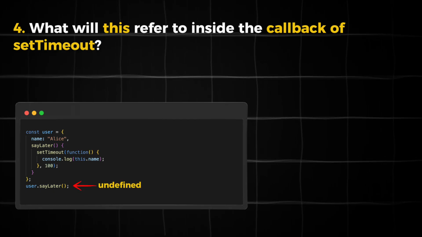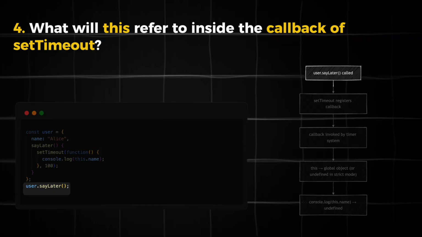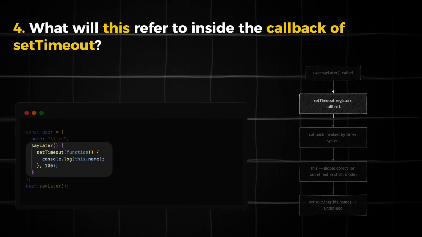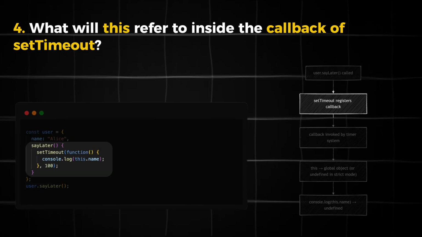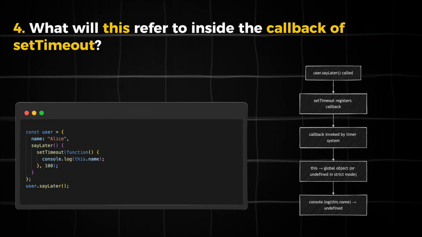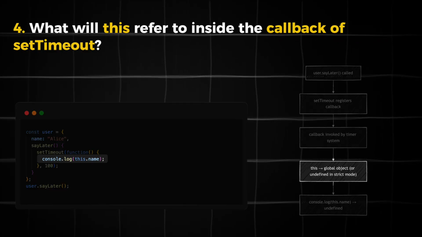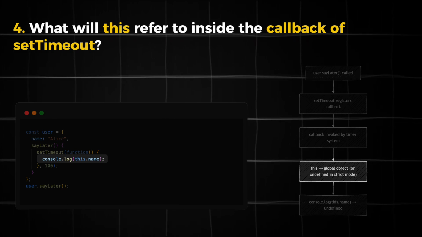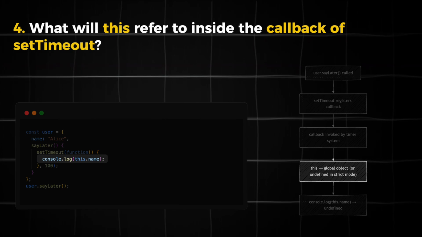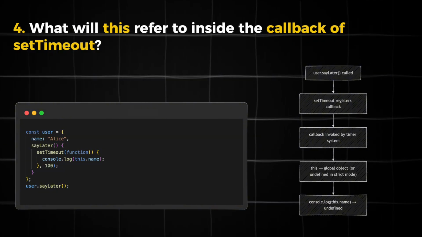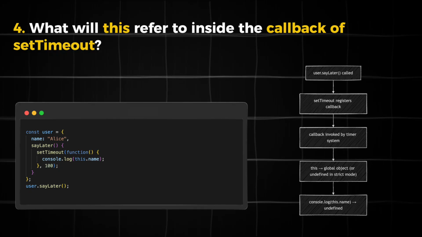The answer is undefined. When user.sayLater runs, the method is called. It registers a callback with the timeout. Later, the callback is called by the timer system, not the user object. So this, inside the callback, points to the global object, or undefined if in strict mode. That means this.name isn't the username, and the console logs undefined.